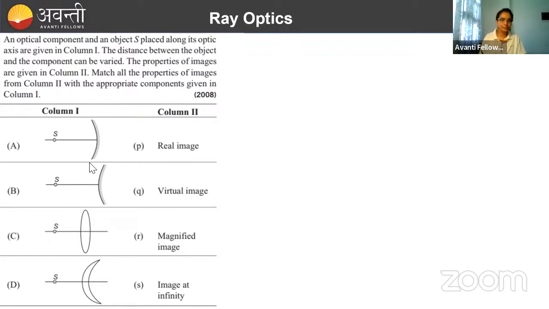So what is the question here? You can see in column 1, different curvatures are made, 2 mirrors and 2 lenses. And in column 2, the nature of images is written. So we have to match column 1 to column 2. For the first case, I will keep on asking and you have to answer in your head only. What will be the answers then? The first thing is what? First is a concave mirror, right? In option A, you can see this is a concave mirror.